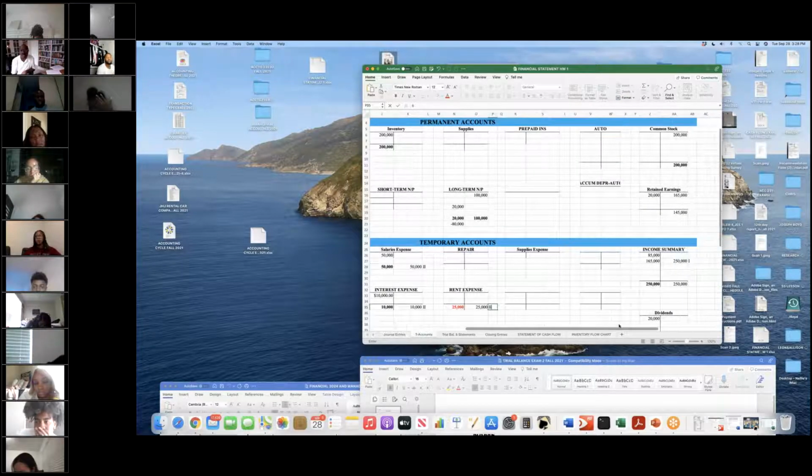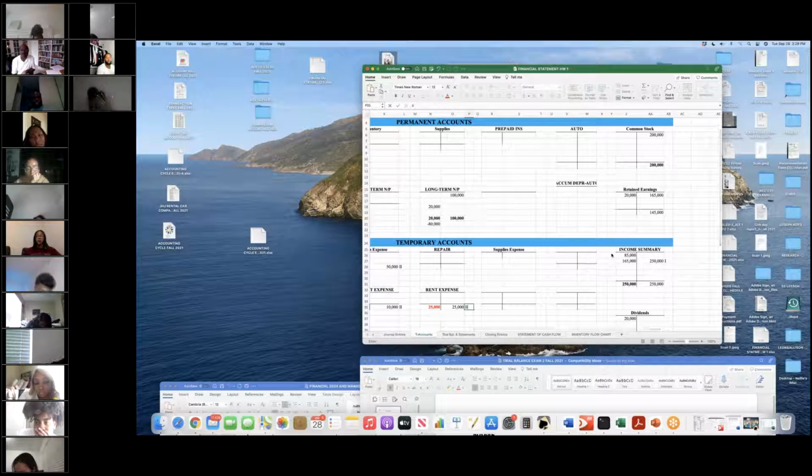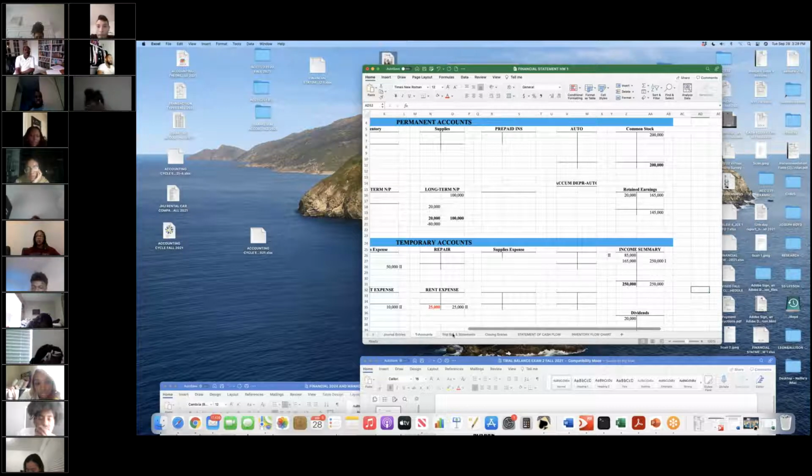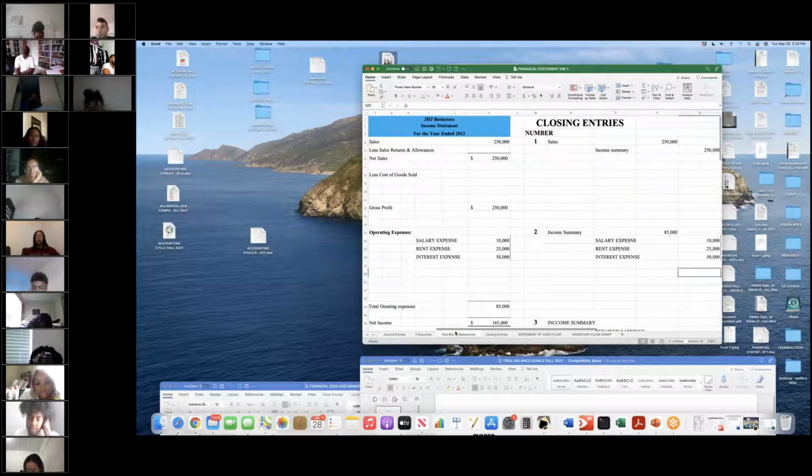And I'm going to go over the income summary and put in Roman numeral 2. So that's closing entry 2 that we posted. So once we make those postings, all of these other accounts over here now are zeroed out. They all zeroed out. Let's go to closing entry 3.